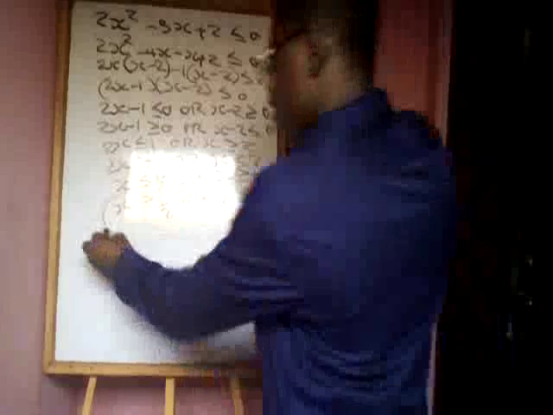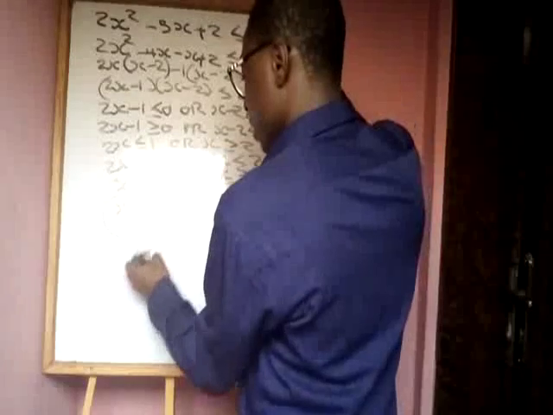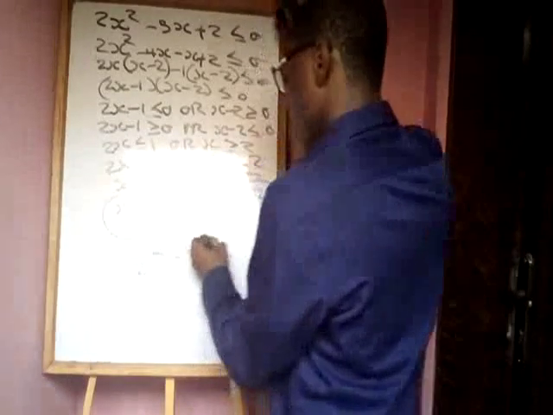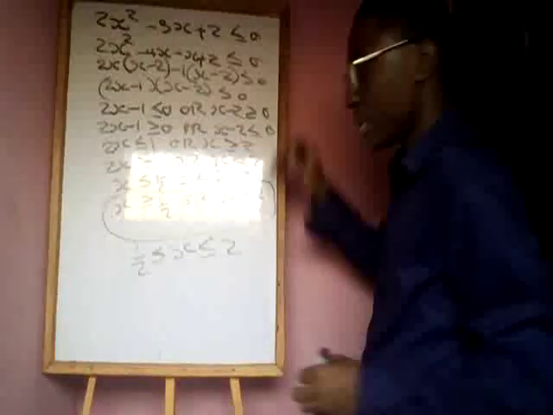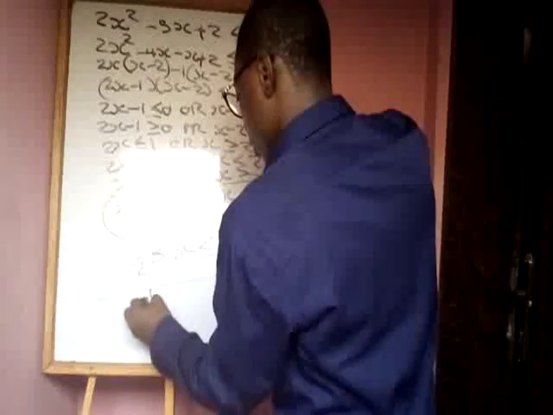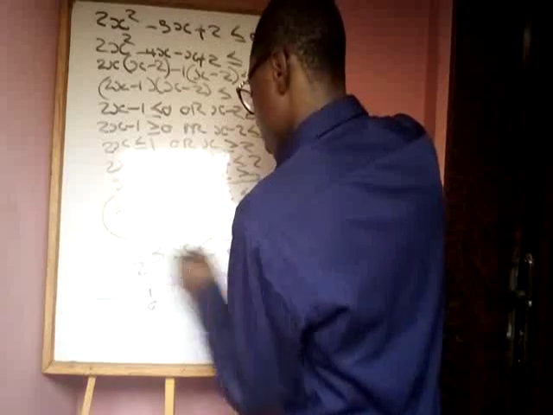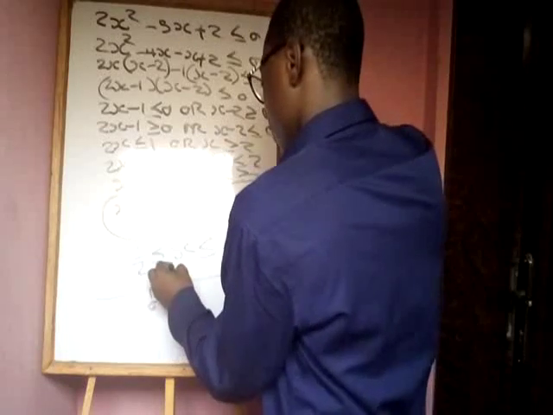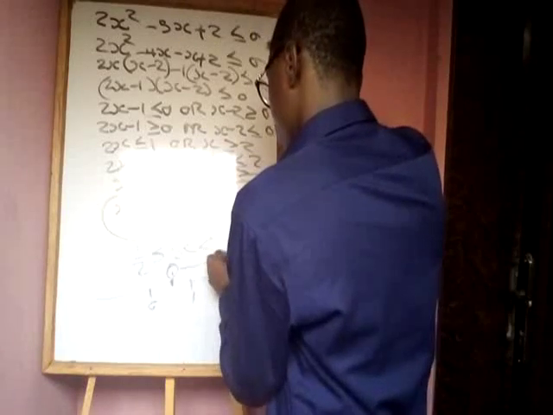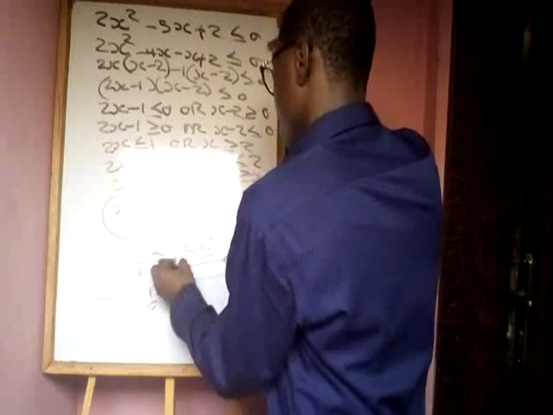So that means we'll represent it as 1 over 2 less than or equal to x less than or equal to 2. If we were to represent that on the number line, that would be from 0, 1, 2. That's 1 over 2, that's half, to 2. So this is the representation on the number line.